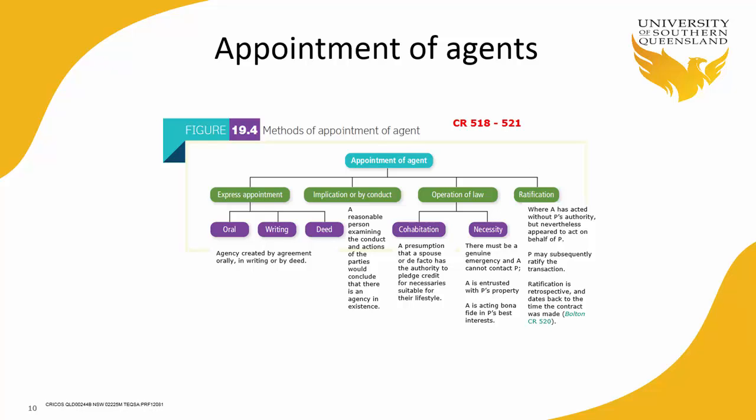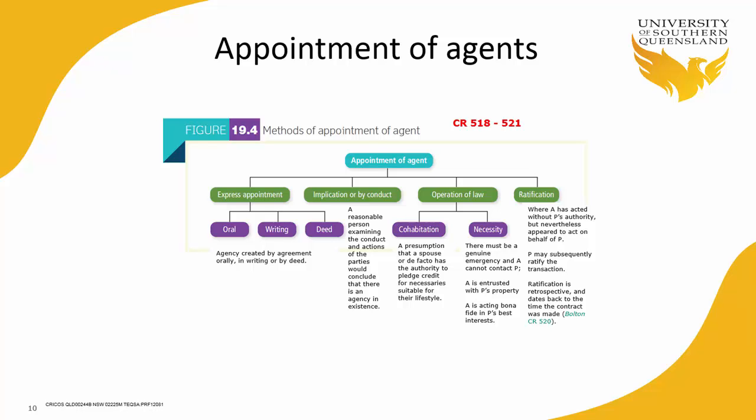Or there could be an agency, an appointment through operation of law, so through either cohabitation or necessity. So under cohabitation, there's a presumption that a spouse or de facto partner has the authority to pledge credit for necessaries suitable for their lifestyle. Or in terms of necessity, there must be a genuine emergency and the agent cannot contact the principal. So here the agent is entrusted with the principal's property. The agent is acting bona fide, i.e. in good faith, in P's best interests.